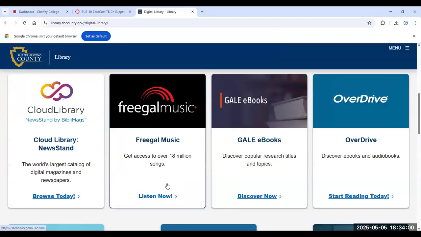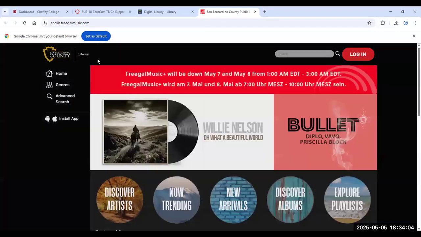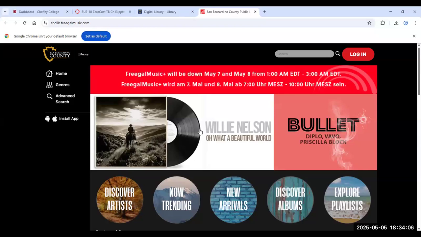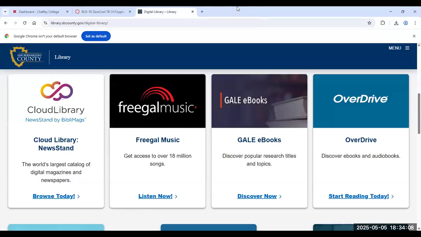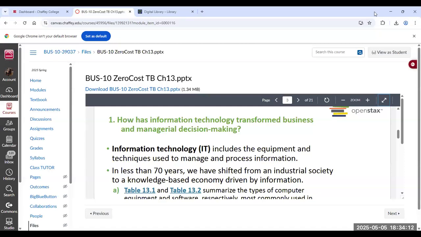Also, if you want to listen to music for free, kind of like your own Spotify, I don't know how great it is, but the library is wonderful, guys. The library is just wonderful. All right.